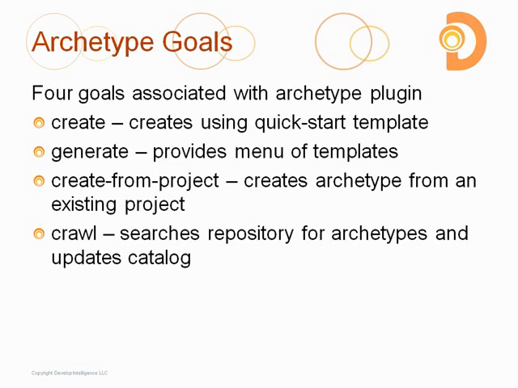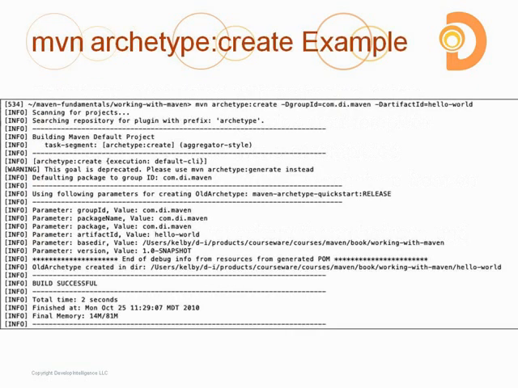Create from project. Let's say that I built a project structure and I built a POM, and I want to make that POM available to everybody else in my organization as a predefined archetype. What I can do is this create from project goal. It's basically going to reverse engineer a well-formed POM into a template, and then I can publish that, which is cool. Crawl is just a way to tell the plugin to go refresh yourself from the archetype repository, because it's not going to do that automatically. So we've already done the create example. That should be pretty straightforward.